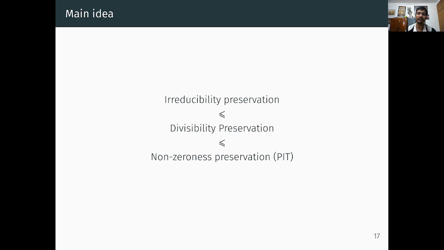And what's the main idea? The main idea is a bunch of reductions. You reduce irreducibility preservation to divisibility preservation, which in turn reduces to non-zeroness preservation, which is the same as hitting set generators or PIT.